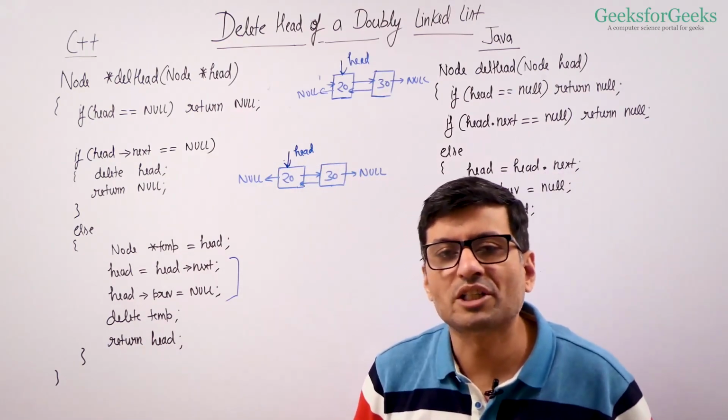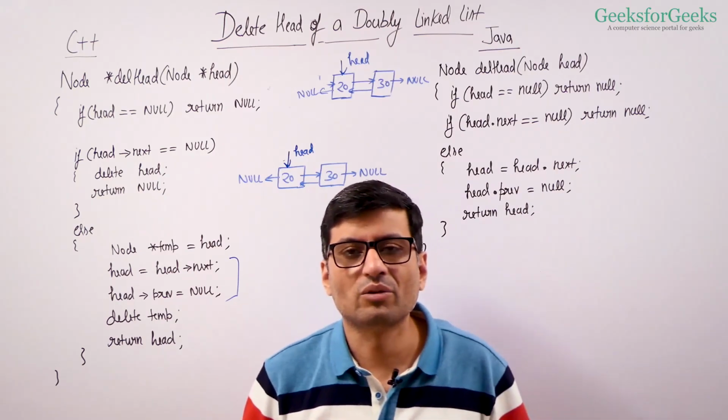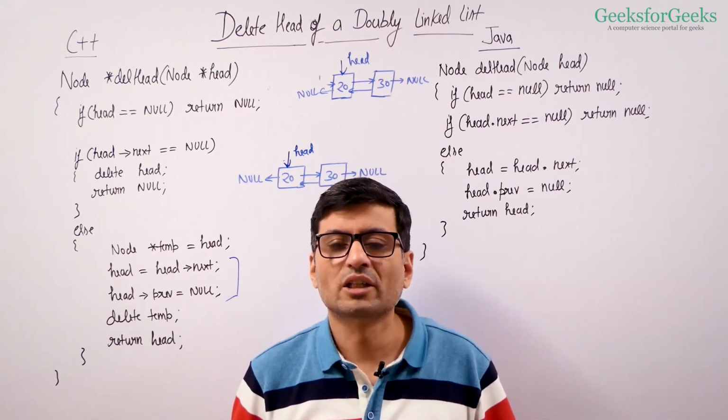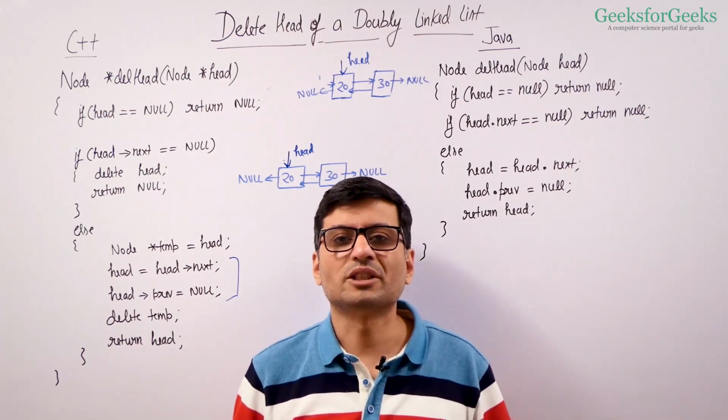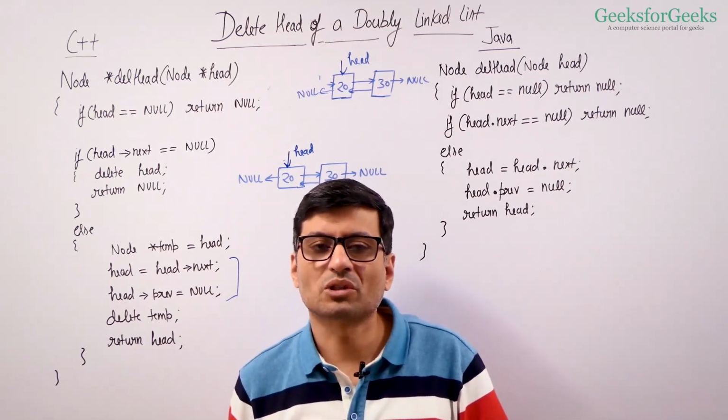So this is implementation of removing head node of our doubly linked list. Time complexity of this implementation is θ(1) because we are doing constant number of operations.